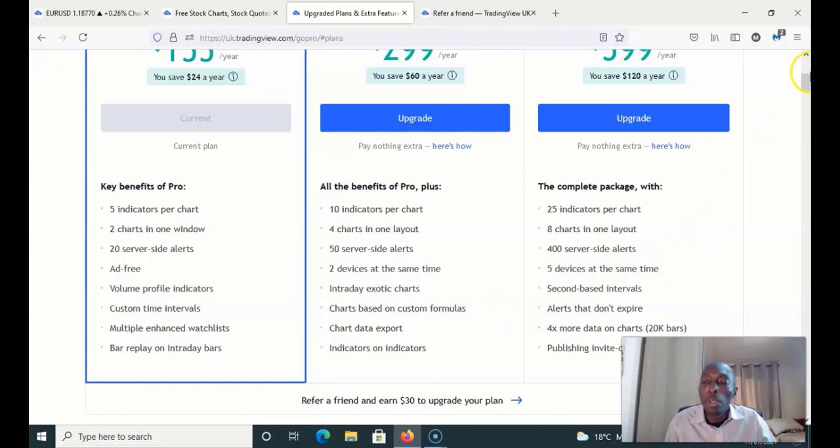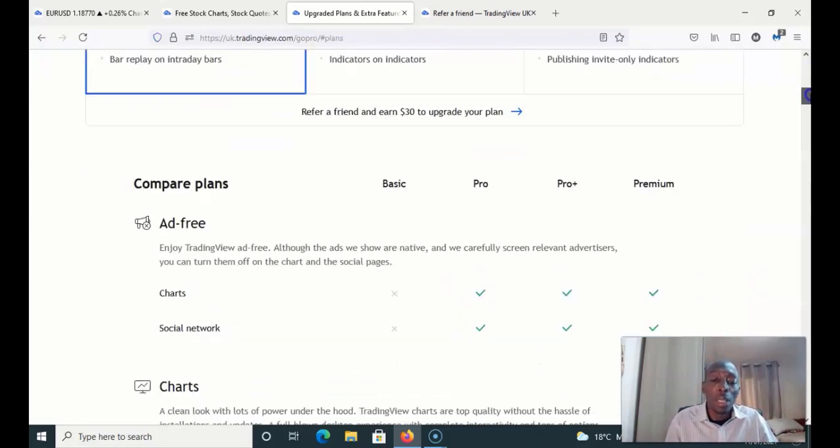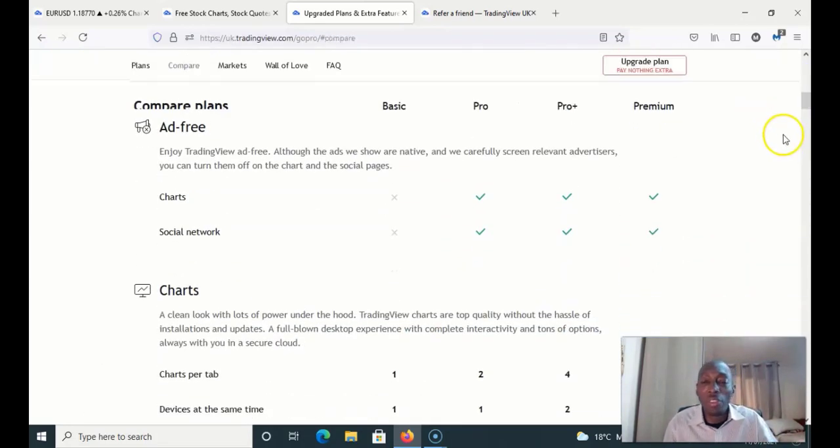The Premium, I would say, is if you're using loads of charts, or you want to use it on different computers and stuff like that, then go for the Premium. I'll show you just some of the things, the benefits of going Pro.